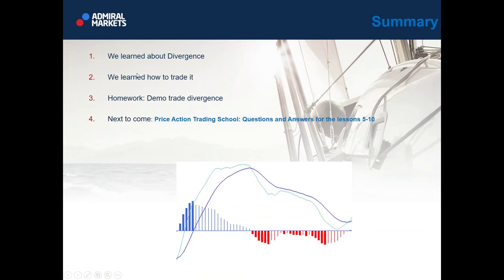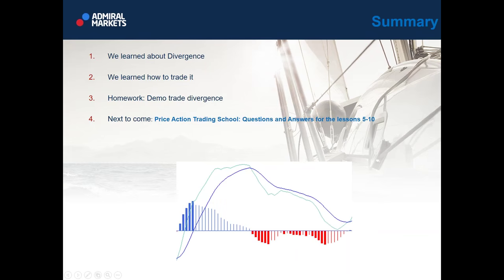So, we learned about divergence, we learned how to trade it. Homework: demo trade divergence, guys. Please, I want your results. I want some results within the next 2 weeks. If you have anything which is not clear, send me your questions, because the next Price Action Trade School will be questions and answers for lessons 5 to 10.